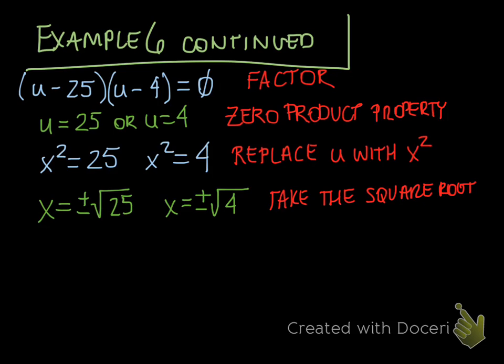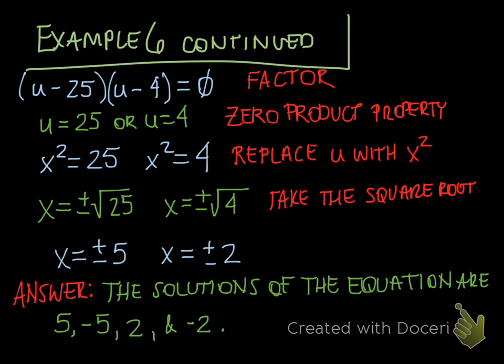So it now goes to x equals plus or minus the square root of 25 and x equals plus or minus the square root of 4, which we know by solving that, x equals plus or minus 5, x equals plus or minus 2. So the answer I'd like for you to give me is by simply stating the solutions of the equation are 5, negative 5, 2, and negative 2.